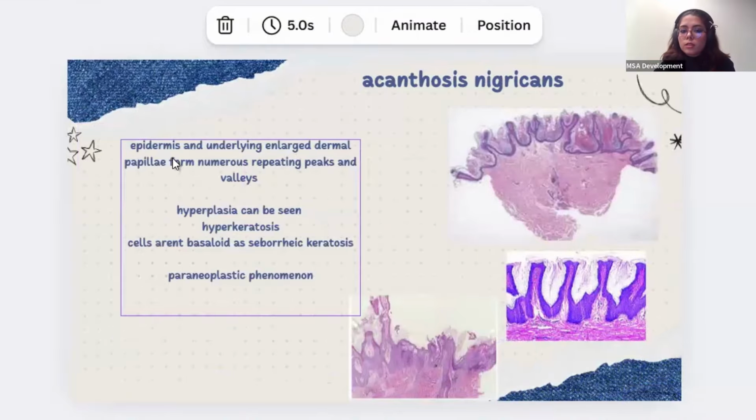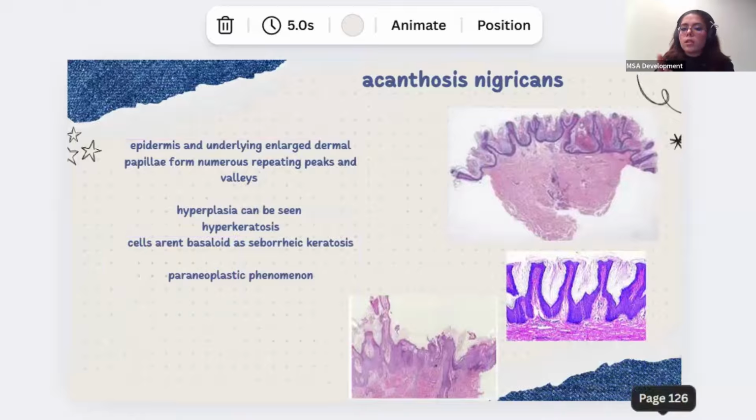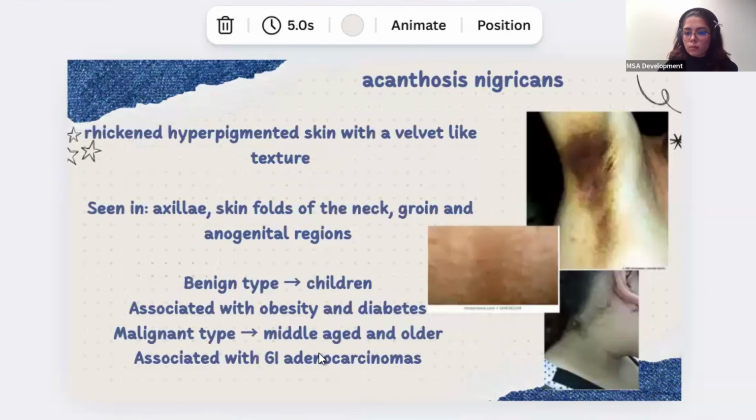Epidermis and underlying enlarged dermal papillae form numerous repeating peaks and valleys. Hyperplasia can be seen, hyperkeratosis. Cells aren't basaloid as in seborrheic keratosis. Paraneoplastic phenomenon. You need to watch out when someone has acanthosis nigricans because a paraneoplastic phenomenon can occur, in the sense that acanthosis nigricans can be an indication of something else. Okay, as we said here, a GI adenocarcinoma.